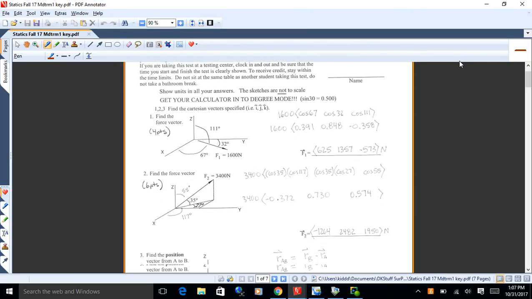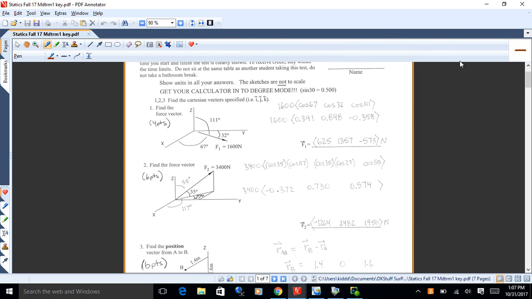All right, I have a copy of the key posted in Moodle, I think. Here it is. I know that writing comes in a little bit light, so the first one, you just take the angles of the three axes with the vector. So 1600 magnitude times cosine 67, cosine 32, and cosine 111 should get 625, 1357, and minus 573. The units on that is newtons.